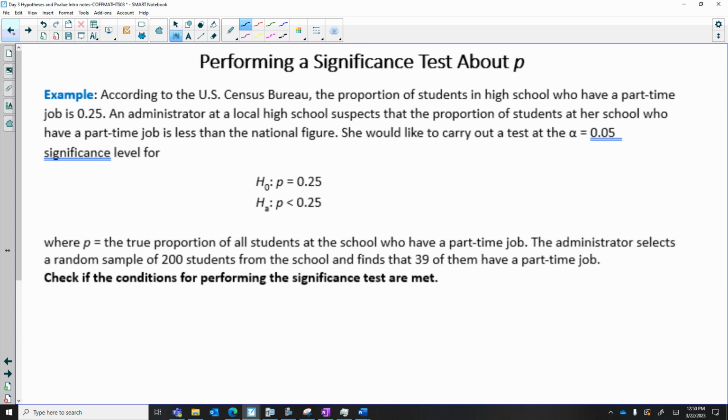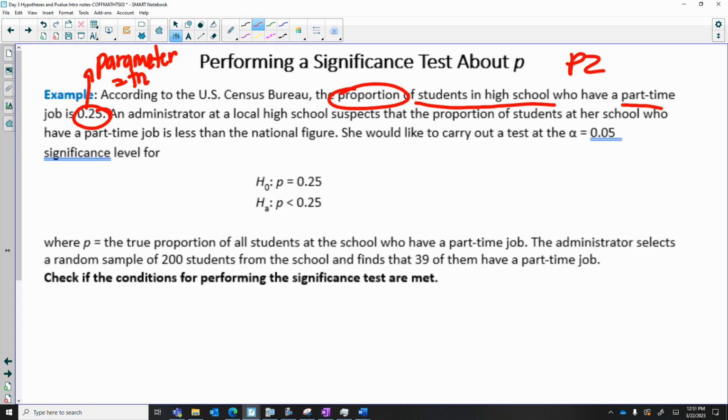So going back to your notes, scroll down a little bit, you're going to see performing a significance test about p. Here's another example. According to the U.S. Census Bureau, the proportion, so I'd circle the word proportion and remind yourself that that's PZ, proportions, we're going to use Z, of students at the high school who have a part-time job is 0.25. All right, so again, that's all students at the high school, so it sounds like that 0.25 is the parameter, or the true proportion of all the students at the high school who have a part-time job.